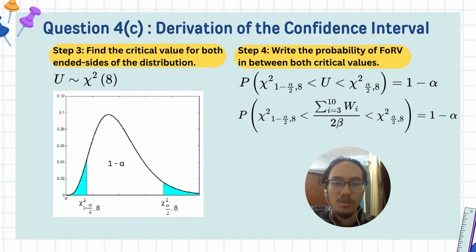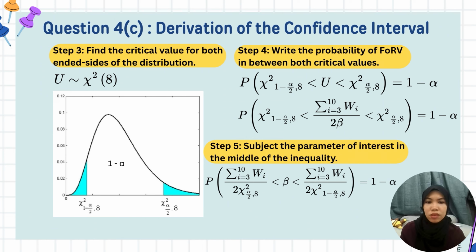The fourth step is to write the probability of function of random variable in between both critical values. Moving on to step 5, our goal is to isolate our parameter of interest, beta, directly in the middle of the inequality. The lower bound on the left, we take the sum of Wi from i equals 3 to 10 and divide it by 2 times chi-square alpha over 2, 8. From the upper bound on the right, we take the exact same sum and divide it by 2 times chi-square 1 minus alpha over 2, 8.